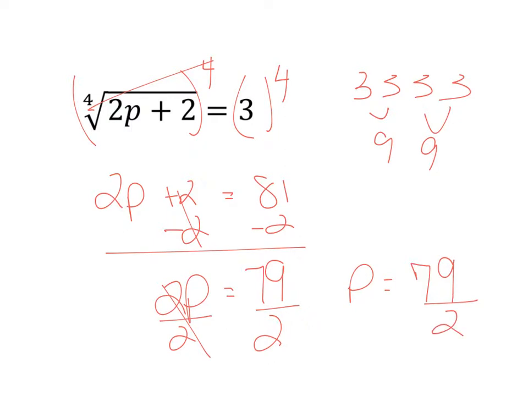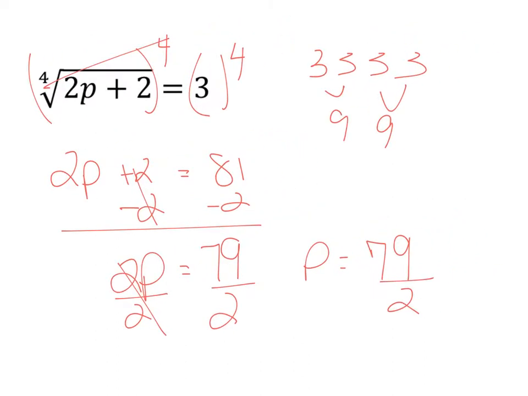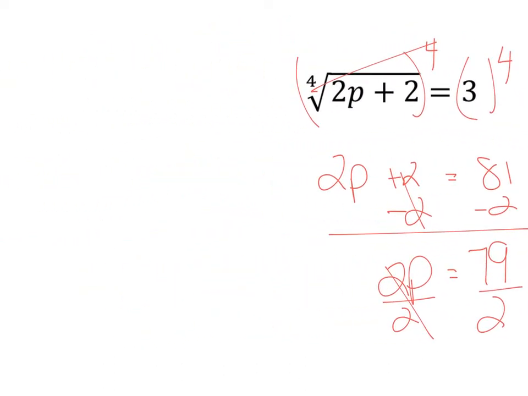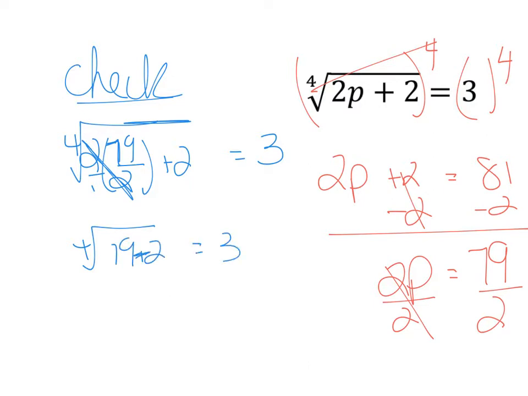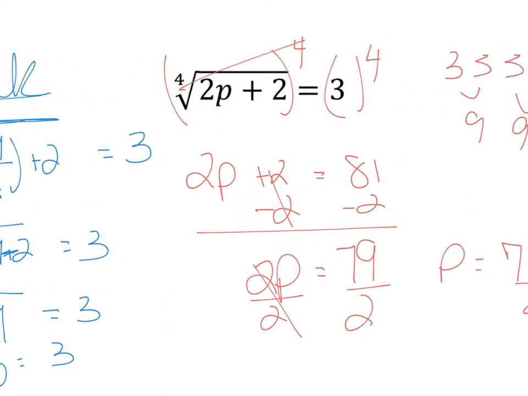Okay, weird number, but we're not going to freak out, we're just going to check it. Maybe it is the weird number, so 79 over 2. I'm going to plug in 79 over 2 as my check. So I have the fourth root of 2 times 79 over 2 plus 2 equals 3. Now, inside my root, these 2's would cancel. I have the fourth root of 79 plus 2 equals 3. 79 plus 2 is 81, and the fourth root of 81, if you went to math on your calculator and used the root with the x symbol, you would get 3. So that weird number, 79 over 2, is actually our answer.